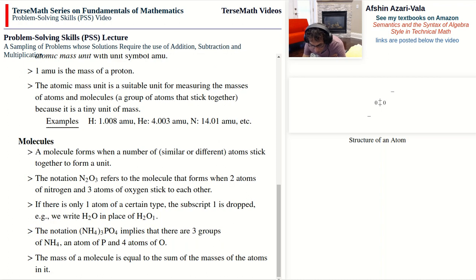And of course, the mass of a molecule is equal to the sum of the masses of the atoms in it.